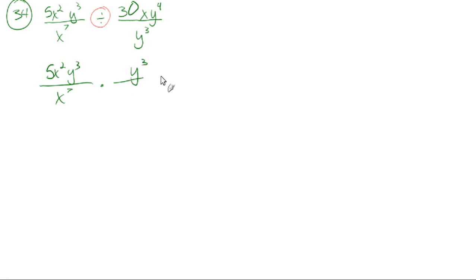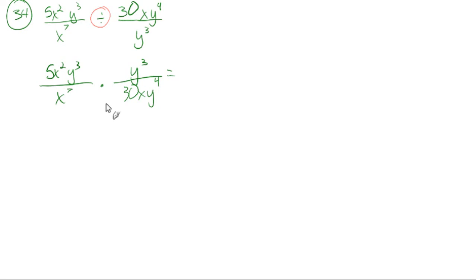Y to the third over 30xy to the fourth. Okay, now that's good. Just don't deal with division. I was trying to think of an analogy, couldn't come up with one on the spot. Just don't even begin to think about how we multiply these, or can we cancel stuff out. Don't do that until you have removed division from the problem and made it multiplication. Now we're ready to go.